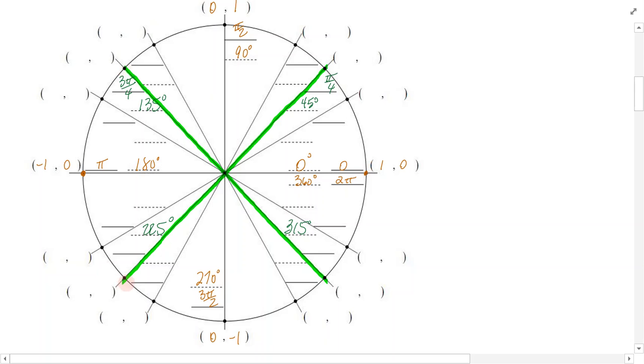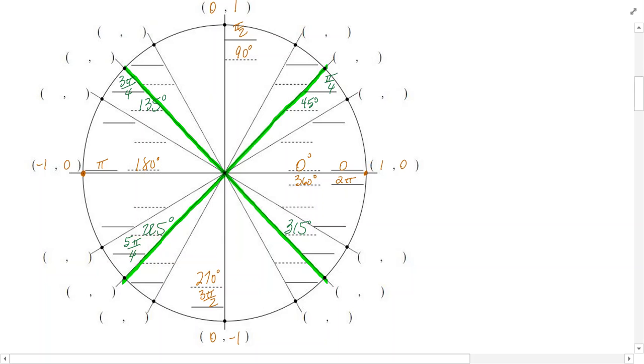Now, in the third quadrant, rotate around to 4/4. This time we're going to add 1/4. So 4/4 plus 1 has to be 5/4, or 5 pi over 4. So I'm just dropping the pi when I talk about it for a second. So 5 pi over 4 is the same thing as 225.